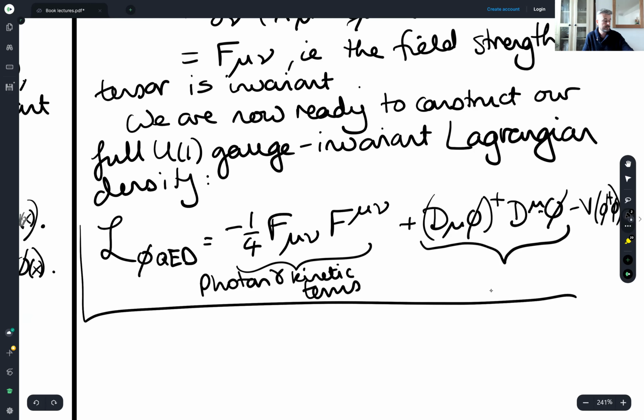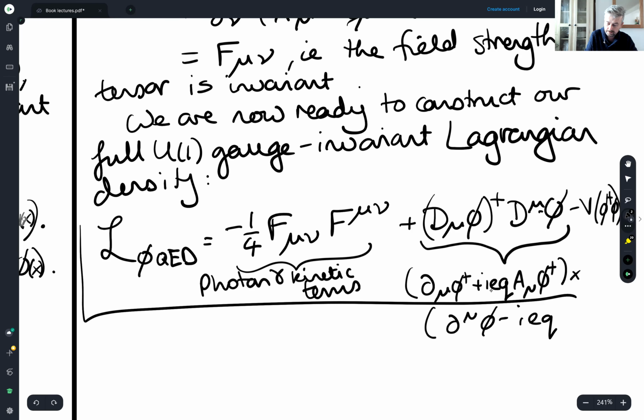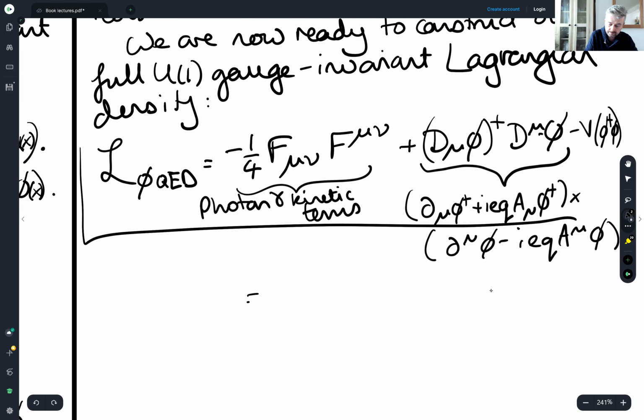All right, so these terms here. There are 4 terms here because remember, this is D mu phi dagger plus i e q A mu phi dagger, times D mu phi minus i e q A mu times phi. So this gives you some terms, one of which is an ordinary kinetic term for a complex scalar, but it also gives you a q squared term, e squared q squared times A mu phi dagger phi.